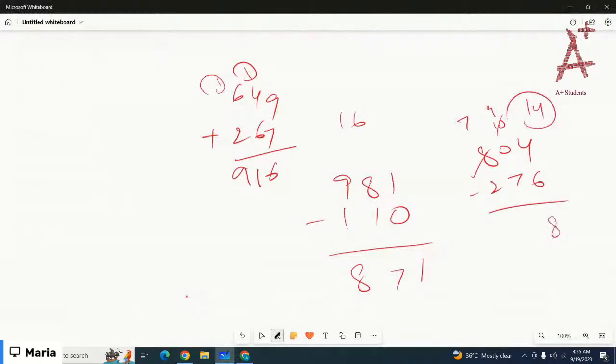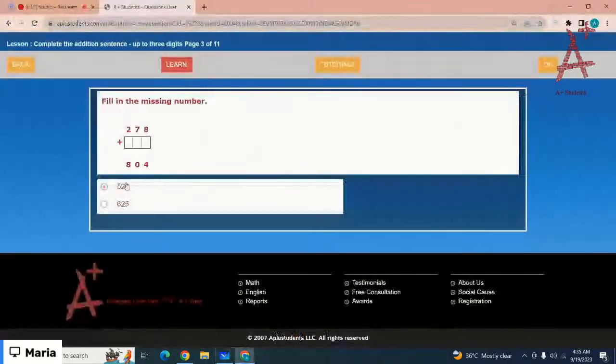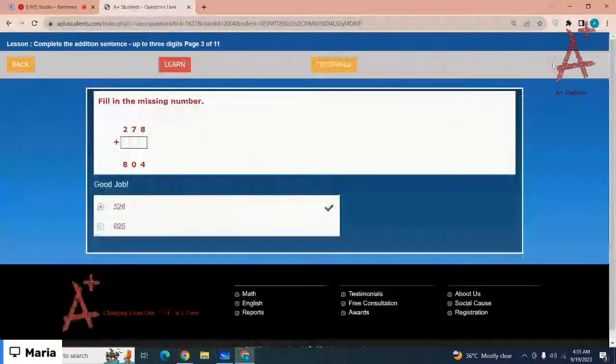14 take away 6 is 8. 9 take away 7 is 2 and 7 take away 2 is 5. So that would be 526. That means if you add 526, it would be 804, right?